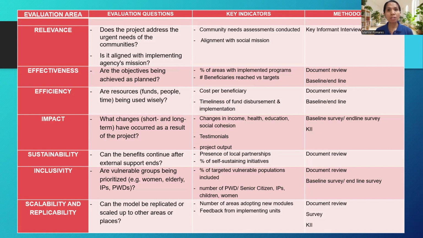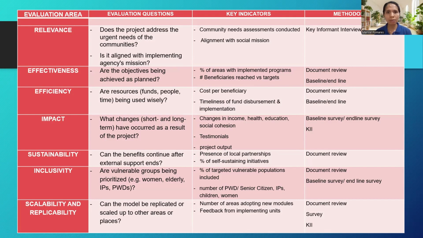How about the people surrounding them? The children, the women, especially the pregnant women, and the senior citizens who are not as healthy as the young people. So we need to consider if they will benefit from this activity. For this example, we have this evaluation question: are vulnerable groups being prioritized? For example, women, elderly, IPs, PWDs. It should also include the children.